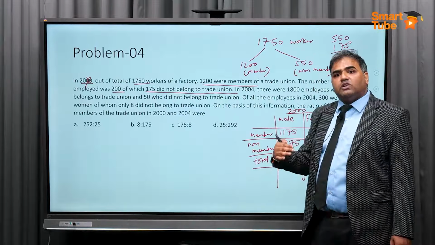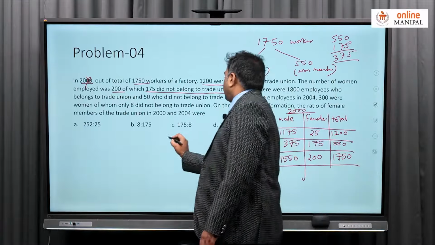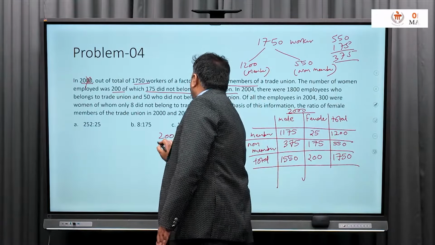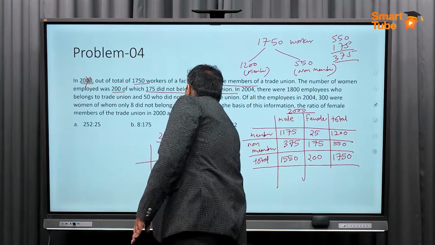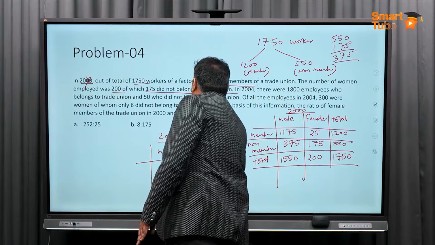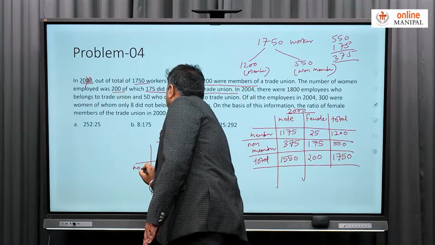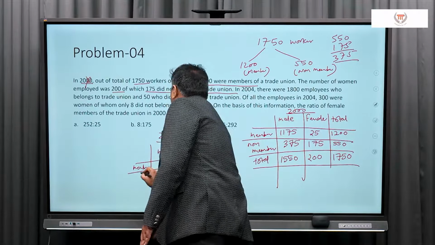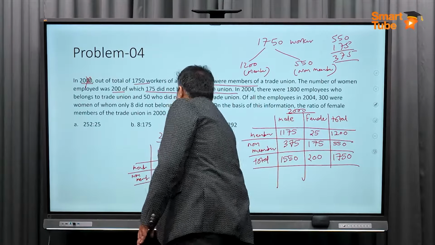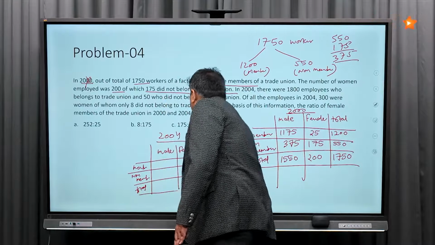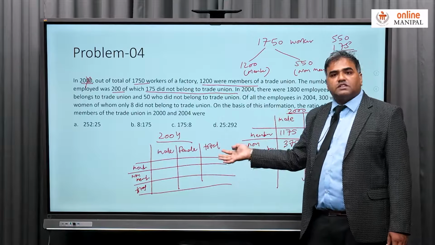Now they went to another year. The other year is 2004. So in 2004, again we'll draw the same table. We have male, we have female, we have total, certain people are member, certain are non-member, then we have total. Clear? If you are following my video by this time, I believe you can easily draw these tabulations.